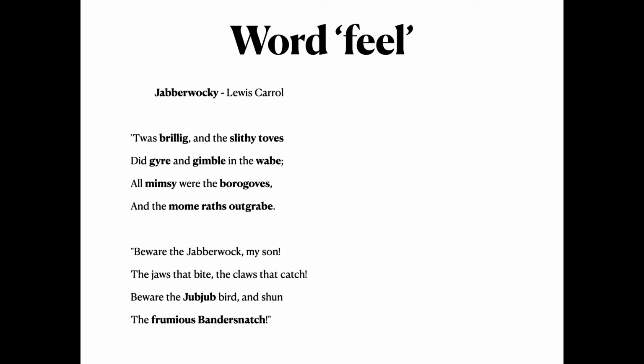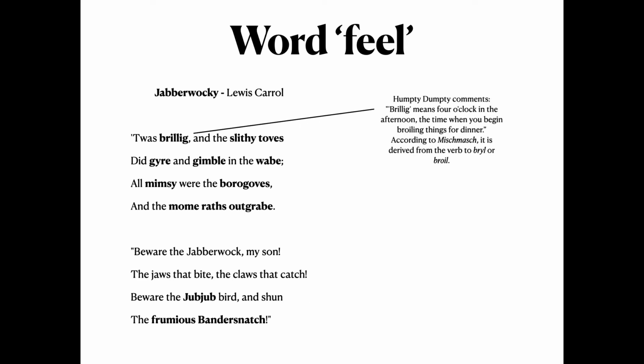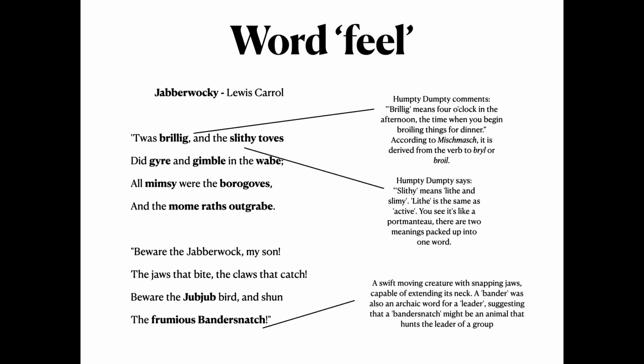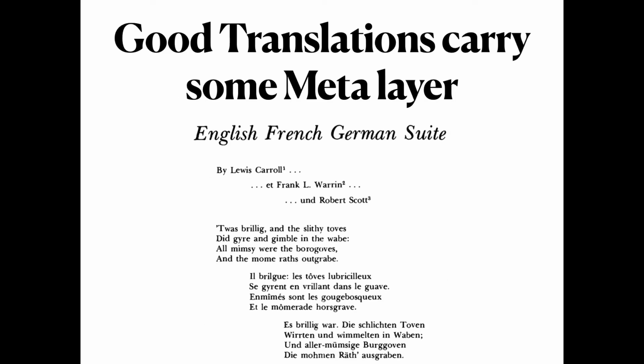Brillig, Lewis Carroll explained later, means 4 o'clock in the afternoon, the time when you begin broiling things for dinner. Slithy is a portmanteau of slimy and lithe, and so on. Somehow we understand these words even though we have not encountered them before. This poses a great challenge when it comes to translating Jabberwocky. Here it is in French and German. Sometimes the words look similar, and other times the translator reaches out to try and create the same feel of the words within their own language. So how might music capture this meta layer from languages outside itself?